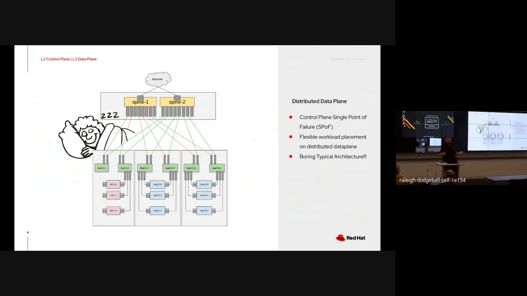You can still distribute your workloads, right? We have two other racks. This is our data plane with the blue squares. So you can still do that. That's okay, but again, we're focusing on the control plane being the single point of failure in this architecture.